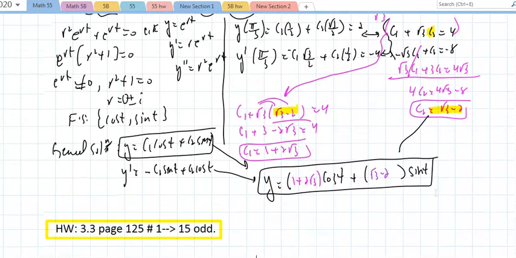And there's your homework. Section 3.3 on page 125. We're going to do number 1 through 15 odd.